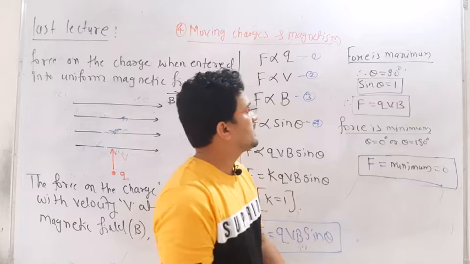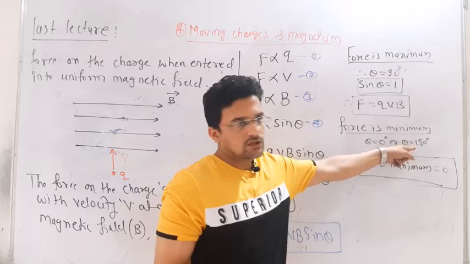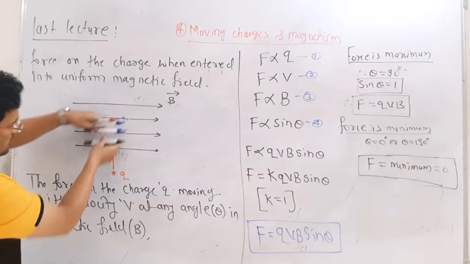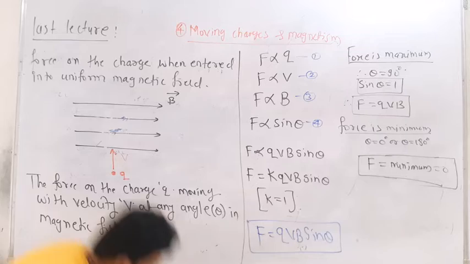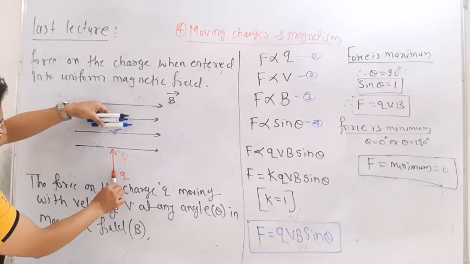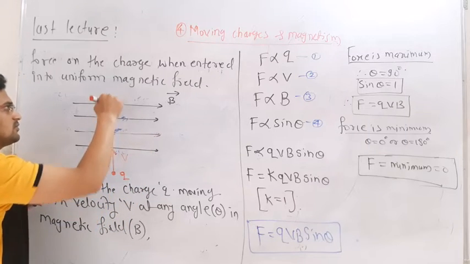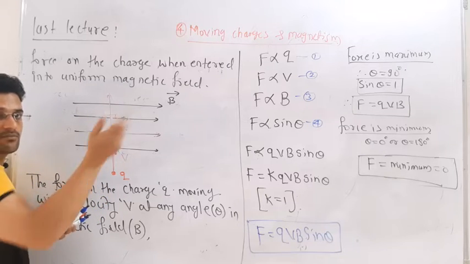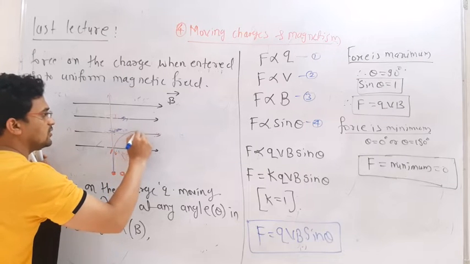So the force is maximum when theta is equal to 90 degrees, and the force is minimum when theta is equal to 0 degrees or 180 degrees. So what is the meaning of this? Suppose these are the magnetic field lines, and a charged particle enters. This is the direction of the magnetic field lines, and this is the direction of the velocity vector. So what is the angle between them? It will experience the maximum force, and this charged particle will deflect in this manner.